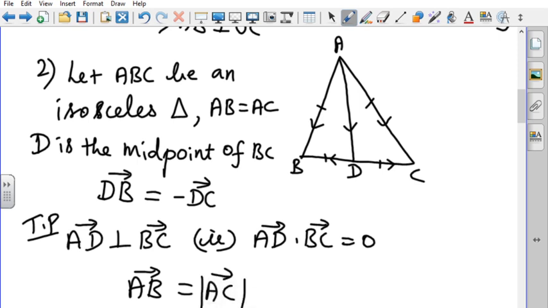Okay, so squaring on both sides. First AB vector is equal to AC vector. Now squaring on both sides. How can you write AB vector? AD plus DB vector, isn't it? Using the triangle. AB can be written as AD plus DB, and AC can be written as AD plus DC. AD vector plus DC vector, the whole square.